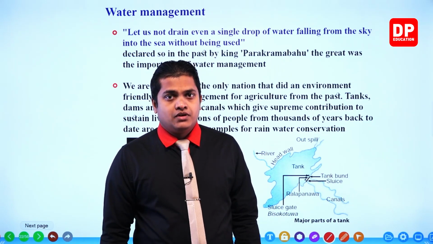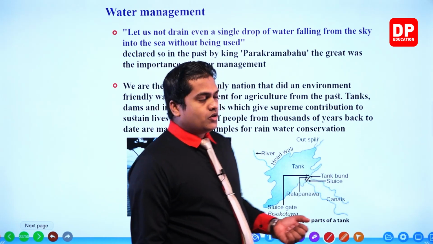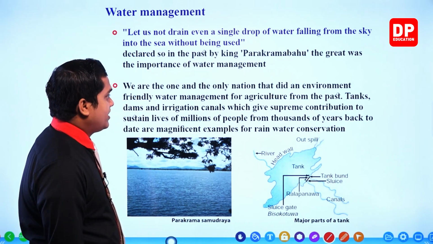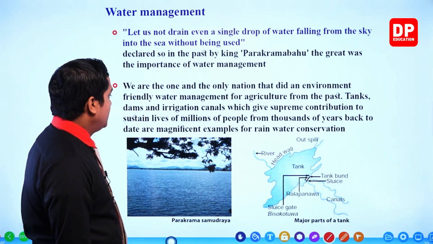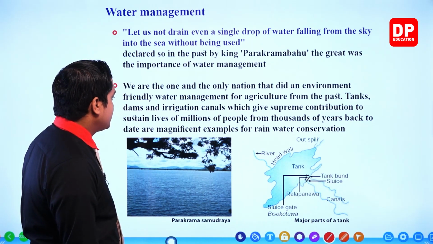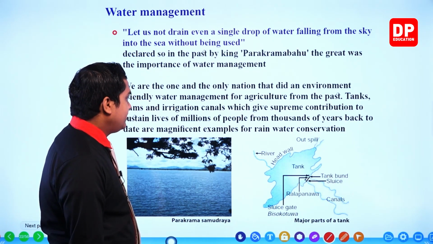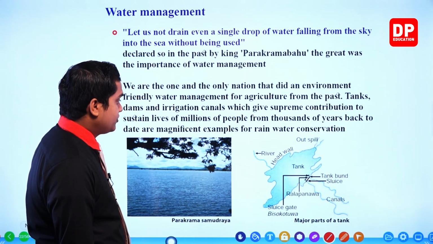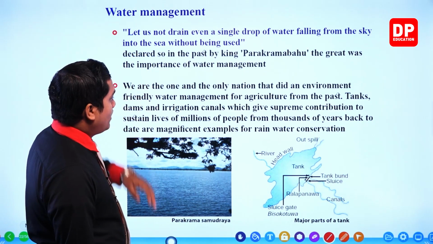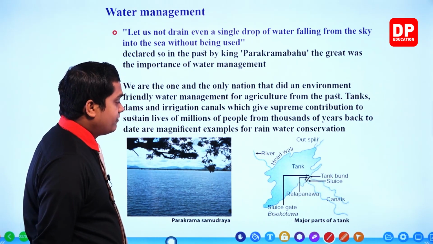Now we are going to observe what the way of managing water is according to the green concept. Right then, we are the one and only nation that did environment friendly water management for agriculture from the past. Tanks, dams and irrigation canals, which give a supreme contribution to sustain the lives of millions of people from thousands of years back to date, are magnificent examples for rainwater conservation.